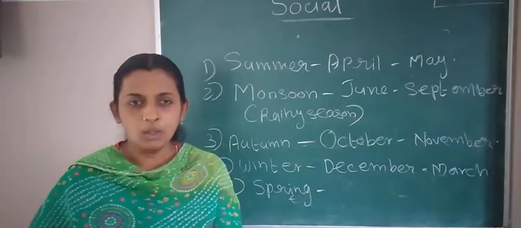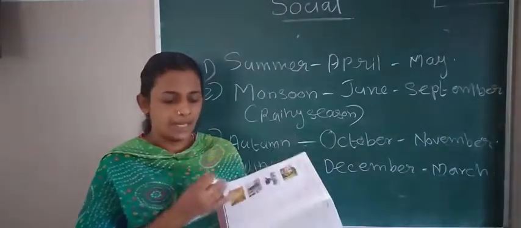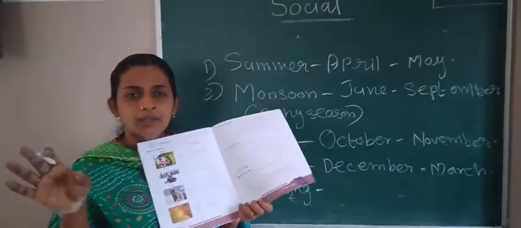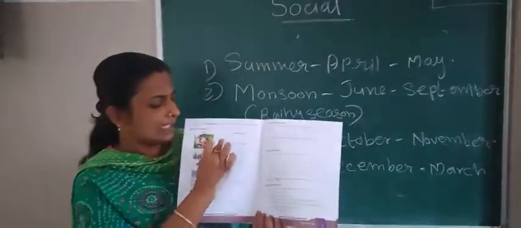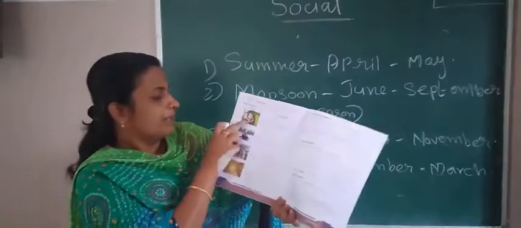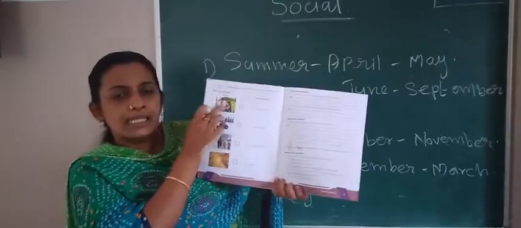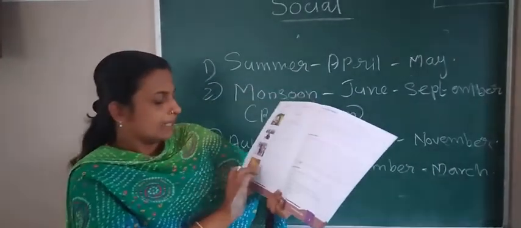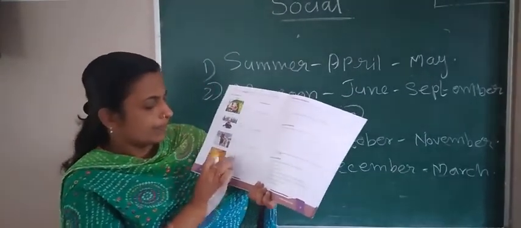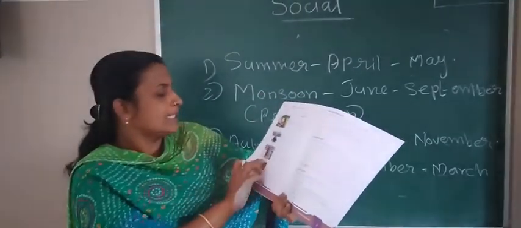Okay. So now your homework question is on page number 2 of your workbook. No need to write, no need to copy this one. You can just mark the alphabets here. For example, the first one you know very well. First one is summer season. So which is the answer? Summer season, April to May. So you can write here D, letter D.